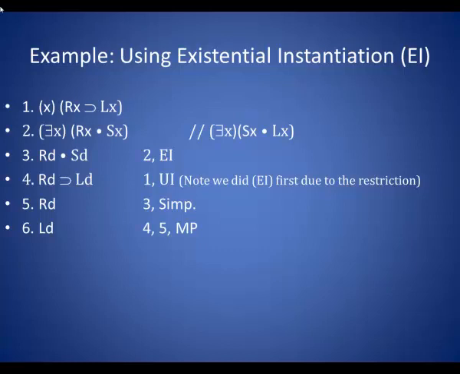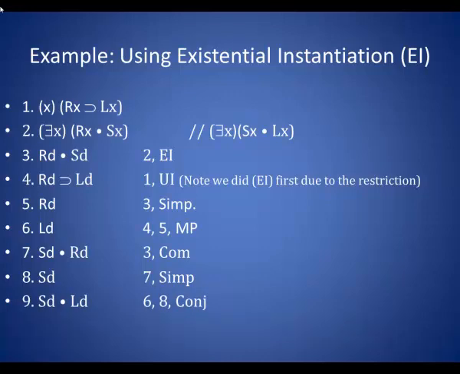Once I do modus ponens on line 4 and 5, that allows me to derive that there is a D, that's L. Now that I've done that, I can pull commutativity on line 3. So I'm going to flip that around, which then allows me to simplify line 7 to get that there is a D, that's an S. Now once I've done that, hopefully you recognize what we can do here. We can simply conjunct line 6 and line 8 to get that there's a D, that's an S, and there's a D, that's an L.